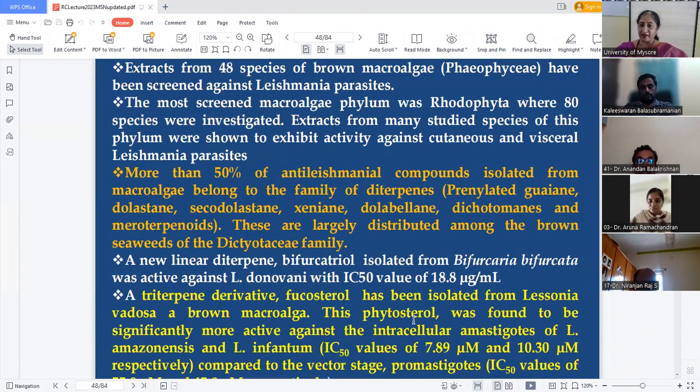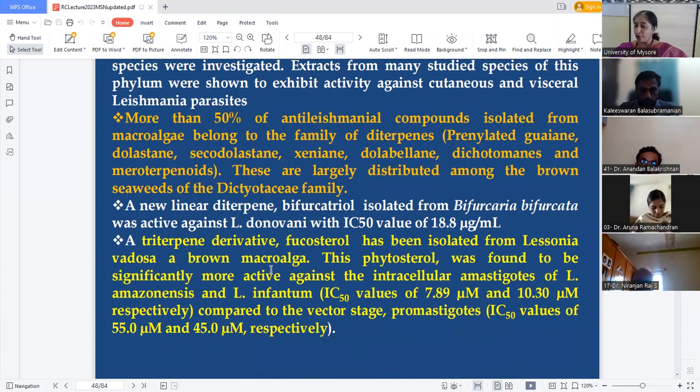And we have one alga, a brown alga belonging to the Dictyotaceae family. They are flattened seaweeds found growing in the rocky coast environment in the mid-intertidal zone. It is called Bifurcaria bifurcata. It is active against Leishmania donovani, the trypanosomal parasite, with IC50 values of 18.8 microgram per ml.